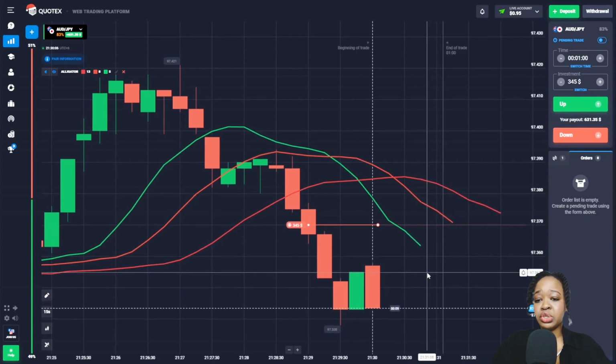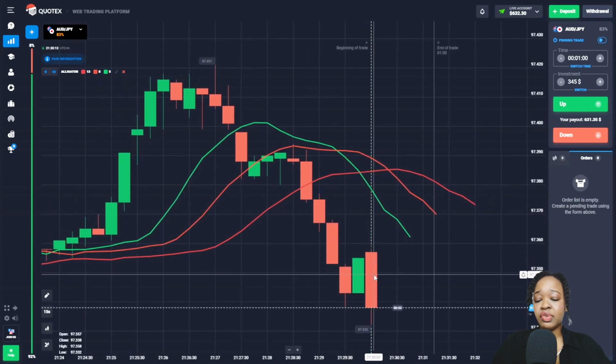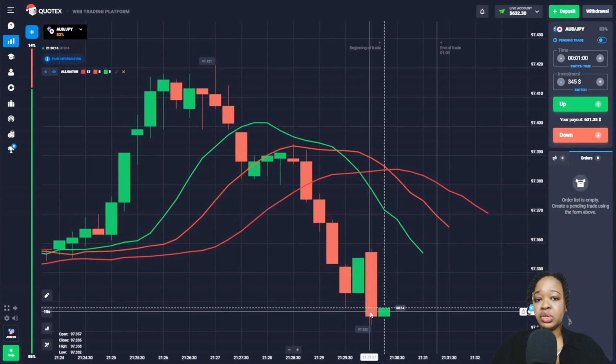You can see that this price continued to decline steadily, and I was able to successfully close this trade. This was a very good signal, and I was able to make very good profit. So let me go on.